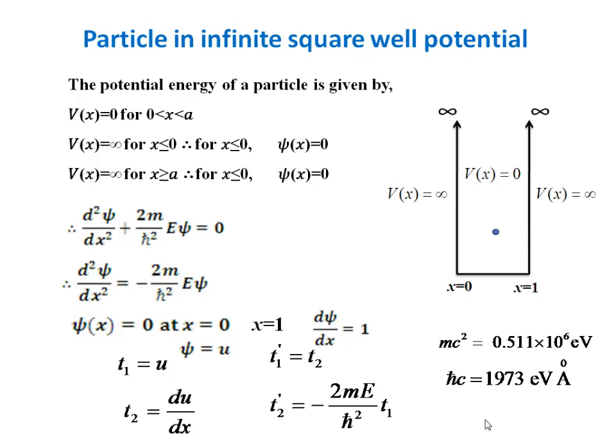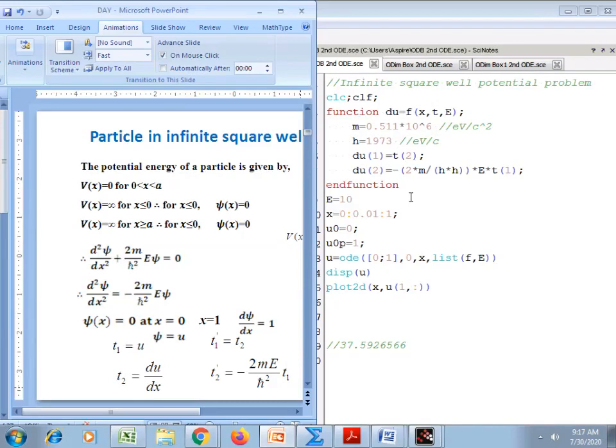So let's move into Scilab. Here is the code written to solve the Schrodinger equation for the particle in infinite square well. CLC and CLF commands clear the console and graphics window before execution of the program. Then function du equal to f of x, t, E. Here du1 and du2 are the two first order linear differential equations obtained from our original second order differential equation.